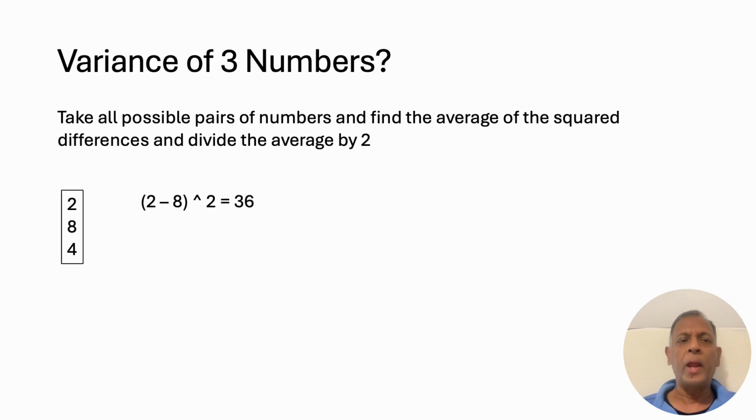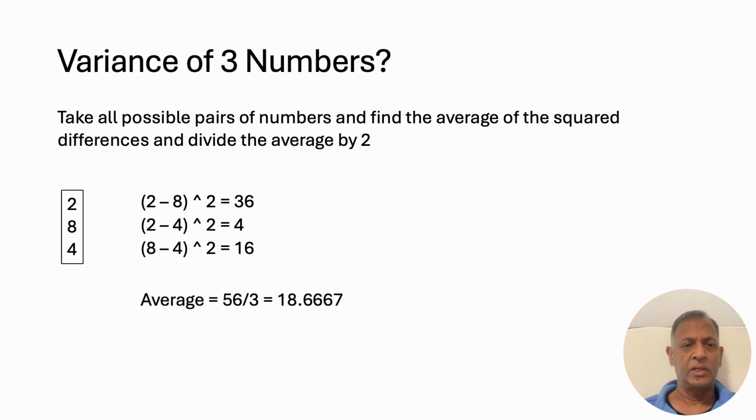With 2, 8, the difference is 6, the squared difference is 36. With 2, 4, the difference is 2, the squared difference is 4. And finally, with 8, 4, the difference is 4, and the squared difference is 16. So the total of the squared deviation is 56, 36 plus 4, 40 plus 16, 56. And the average of those is 18.66.